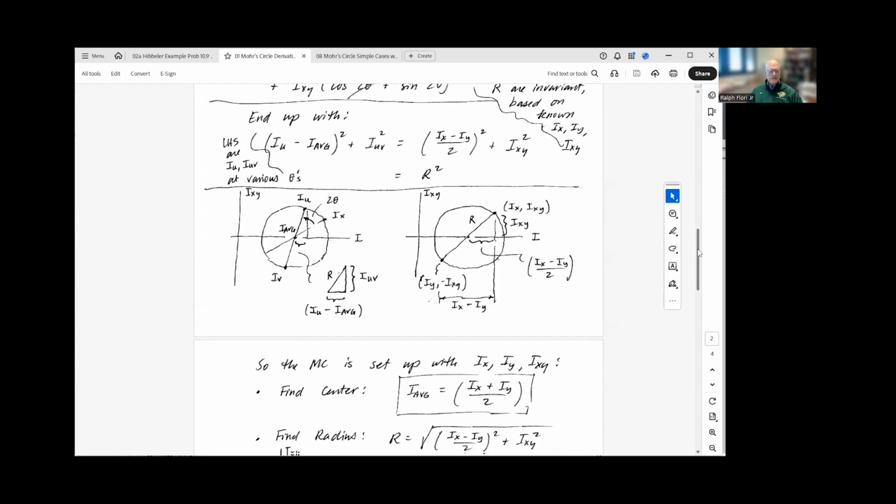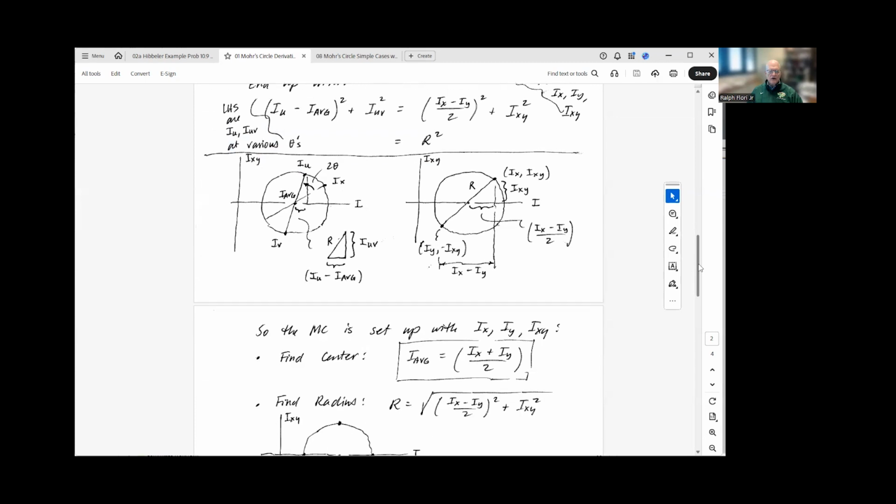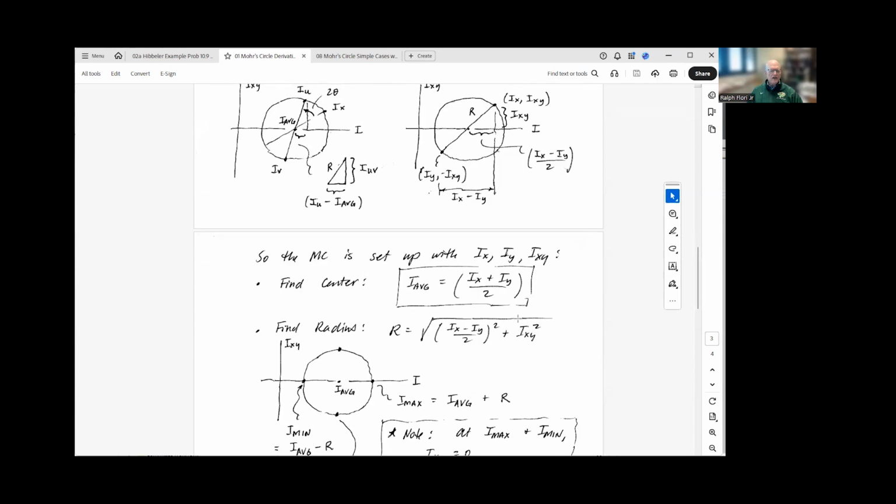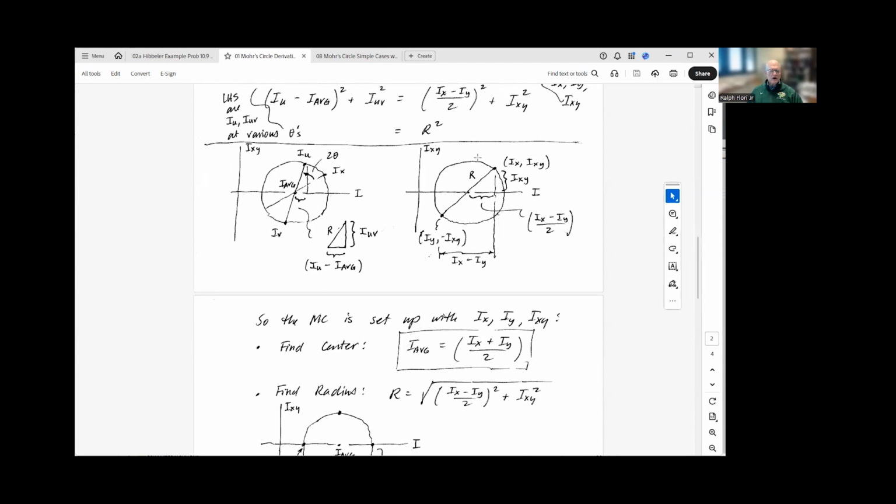So whenever you see these terms, realize these are terms in that triangle that is set up in the plot of Mohr circle. Furthermore, if you look at the angle from this IX line to the nearest principal, that angle is 2 theta p. The tangent of 2 theta p is equal to IXY divided by IX minus IY over 2.